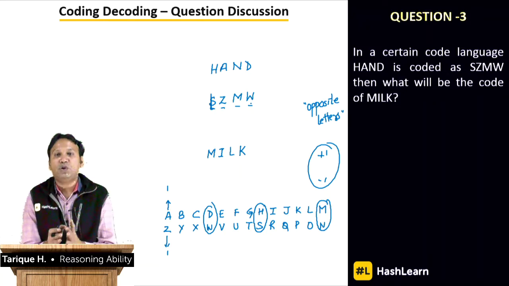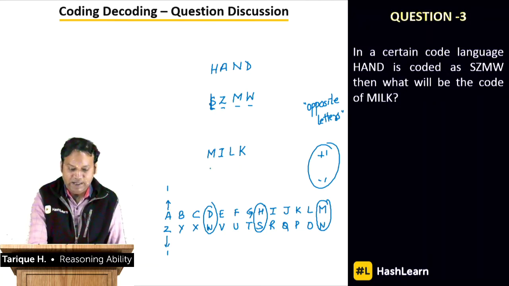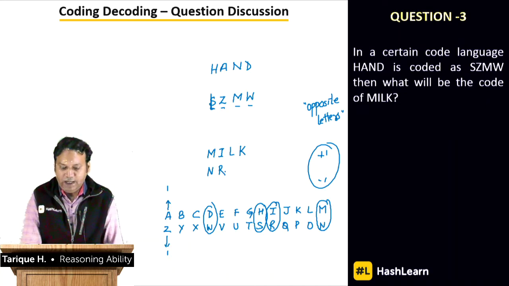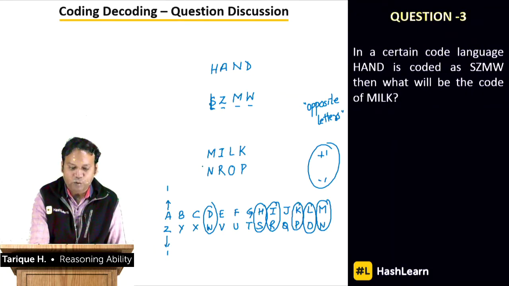Now the same approach when we use for the word milk. So what is opposite M? N. So write down here N. I and R are opposite letters, so R will go here. L and O are opposite letters, so O will come here. And K and P are opposite letters, so P will come here. So N, R, O, P.